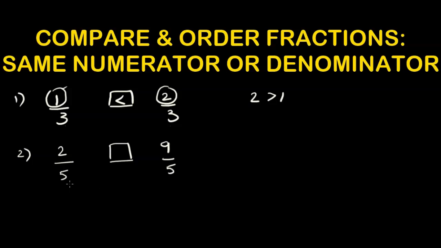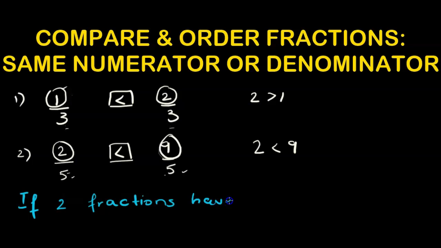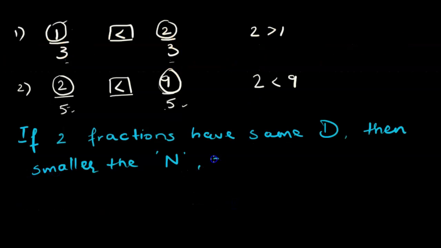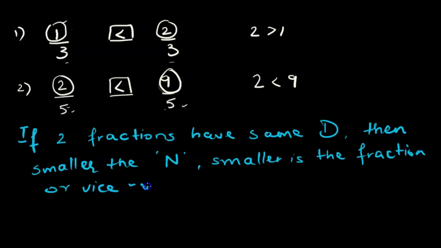Let's do another example. Here also we have similar denominator, 5 and 5 is same denominator. Fraction is 2 over 5, the other fraction is 9 over 5. We notice that the numerator 2 here is smaller than the numerator 9 here. Since 2 is smaller than 9, we can mark the greater side towards 9. So 9 over 5 is greater than 2 over 5. So remember, when the denominators are same, we have to look at the numerators. Therefore, we can conclude that if two fractions have same denominator, then smaller the numerator, smaller is the fraction. Or vice versa is true too. That is, greater the numerator, greater is the fraction.